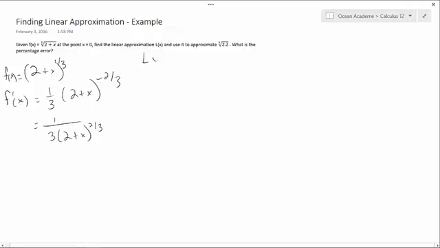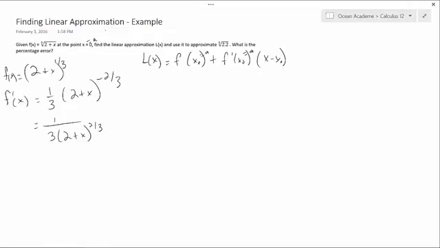Now our linear approximation equals our function plus the derivative of that function multiplied by x minus x0. Now, this x0 is our a. And what that means is our initial x equals 0.